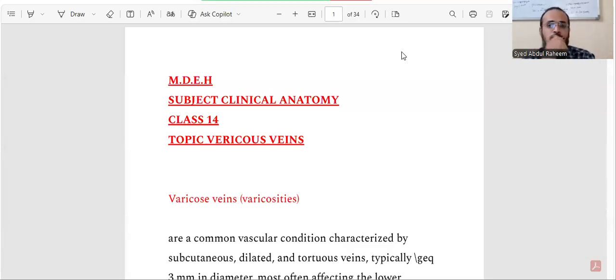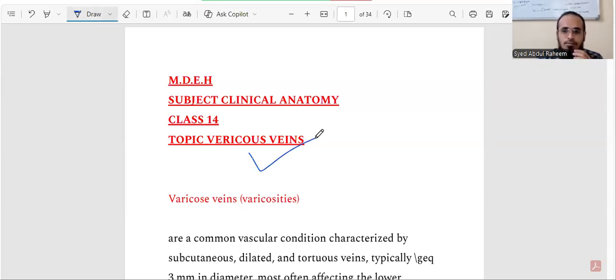So today we are going to start another new topic in clinical anatomy, that is varicose vein. This is the last topic in lower limb. Most of the important topics are completed regarding clinical anatomy. This is an important topic you can see in your clinic, varicose veins. Nowadays most of the people are suffering from varicose vein.